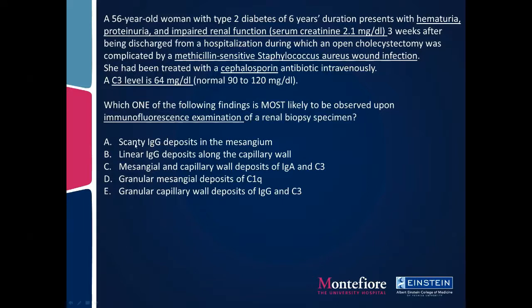If you have scanty IgG deposits in the mesangium, this may be seen in somebody with ANCA vasculitis where they have very few deposits in the mesangium, or in patients with IgA where you're doing a biopsy after a while. Linear IgG deposits along the glomerular capillary loop, you would see that in patients with anti-GBM disease. Mesangial and capillary wall deposits of IgA and C3, you may see that in patients with IgA nephropathy. Granular mesangial deposits of C1q is in patients with lupus nephritis. So this patient with post-infectious GN, you would see granular capillary wall deposits of IgG and C3. That would be the right answer.